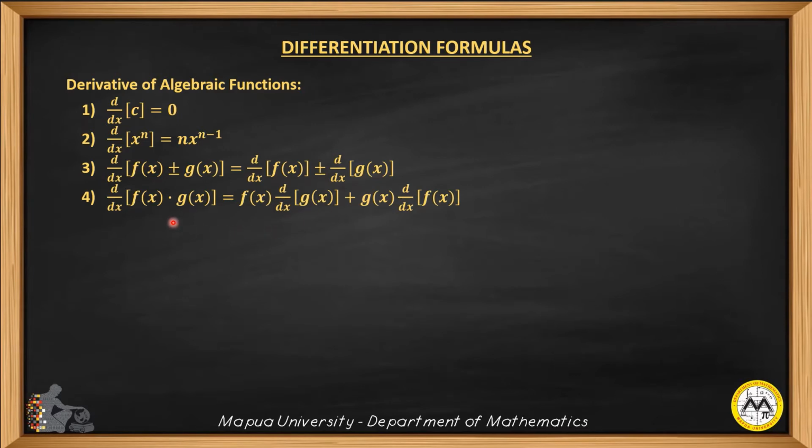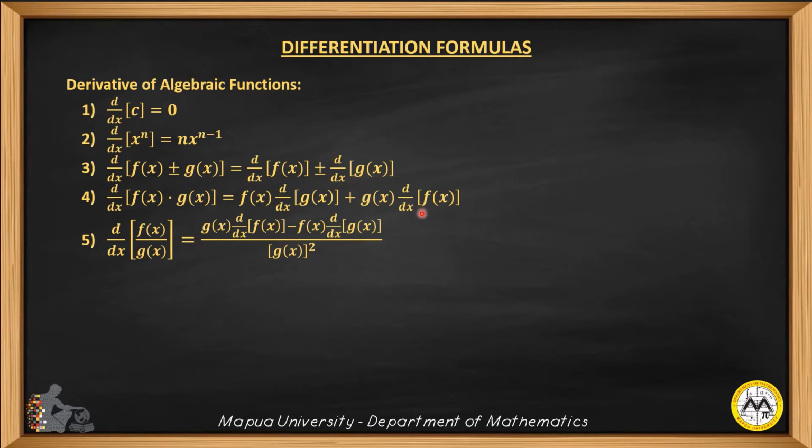The derivative of a product of functions f of x times g of x with respect to x is equal to the sum of the product of one function with the derivative of the other. This would give us f of x times the derivative of g of x with respect to x plus g of x times the derivative of f with respect to x.